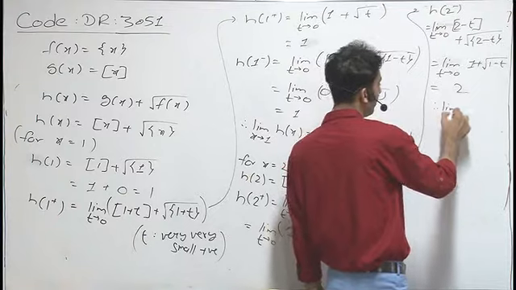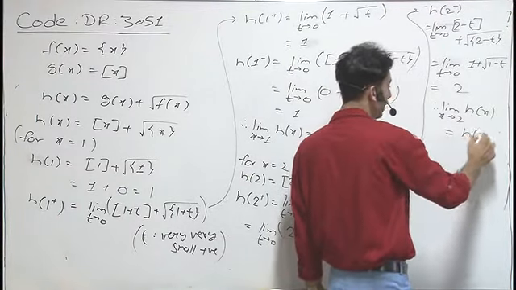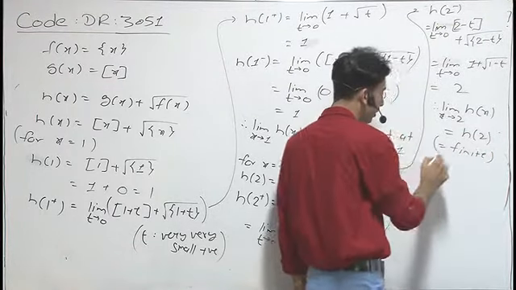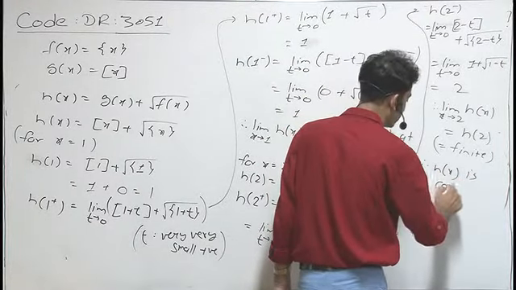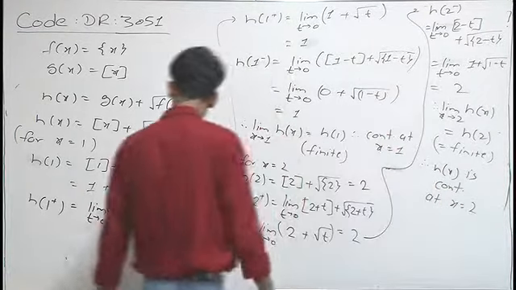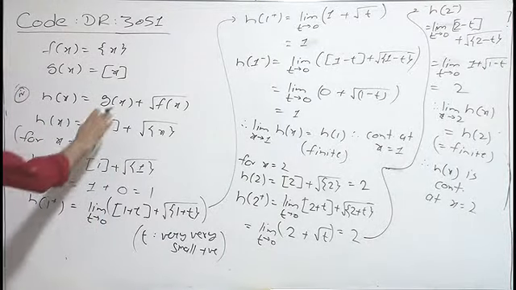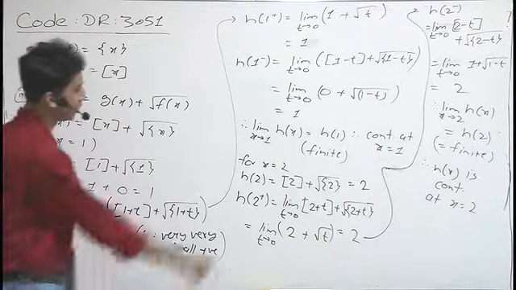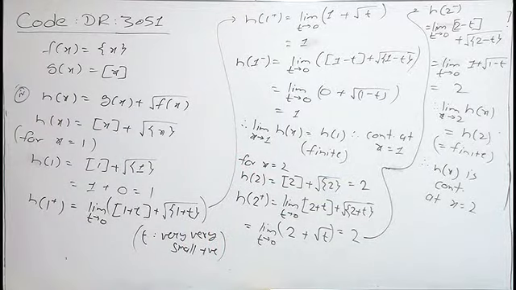Therefore, limit x tending to 2 hx equal to h2 equal to finite. Therefore, hx is continuous at x equal to 2 also. So we can see that in the fourth part, in which hx is defined as gx plus under root of fx, it becomes continuous at x equal to 1 and also at x equal to 2. This is the complete solution of the fourth part.